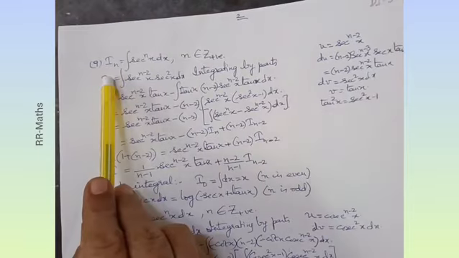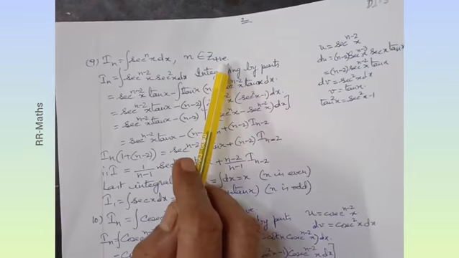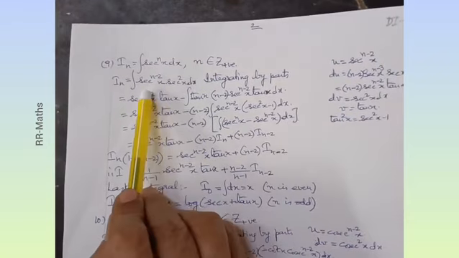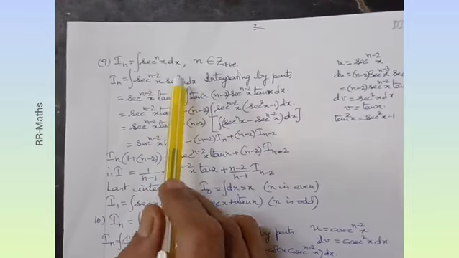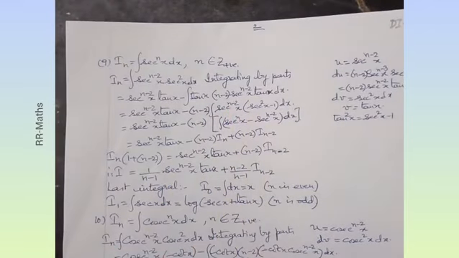I again call In is equal to integral of secant to the power of n x dx, n belongs to positive integers. Here also we will split and write In is equal to integral of secant to the power of n minus 2x into secant square x dx. Now we are going to integrate by parts.